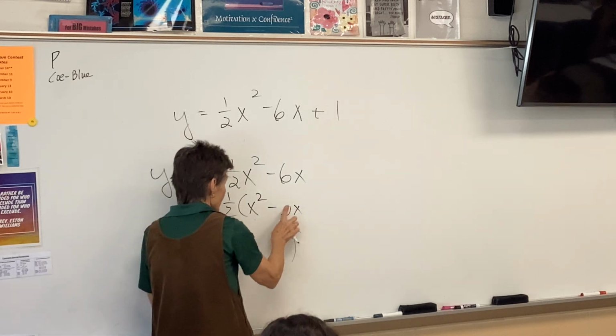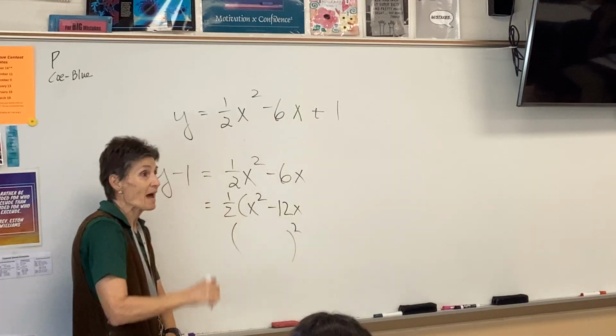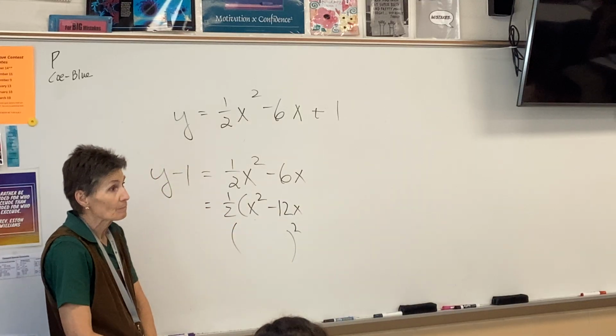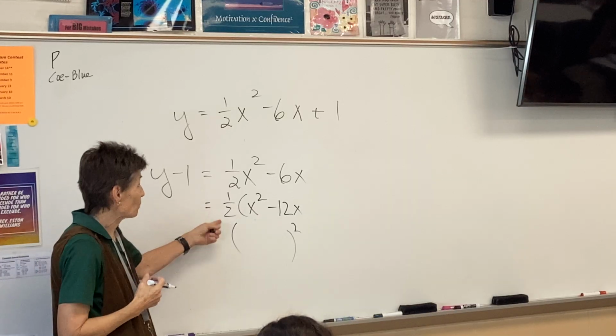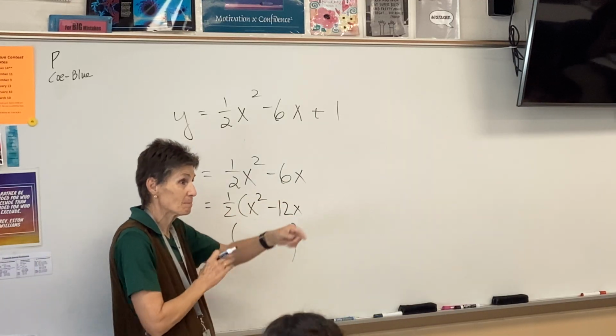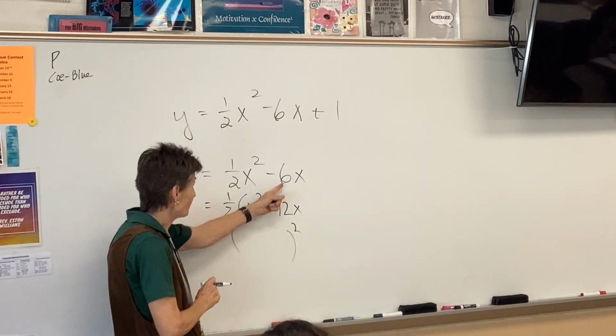What does this have to be? 12. Why is it a 12? Because factoring is division. When you factor something out, you divide it out, and dividing by 1/2 is the same as dividing by 2. 1/2 times 12 is 6.